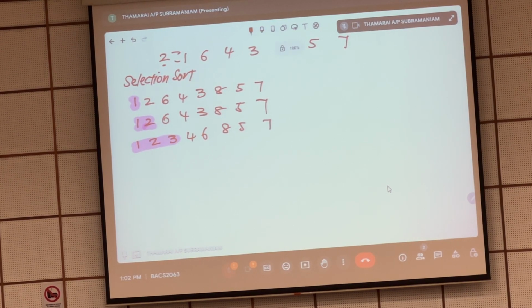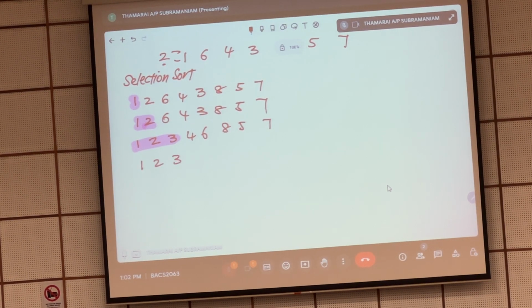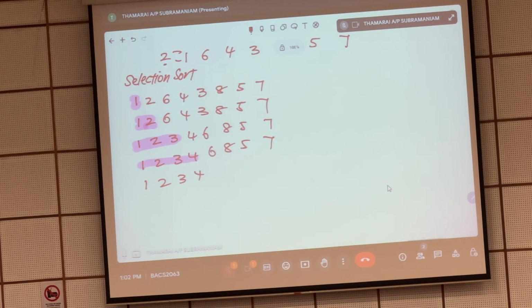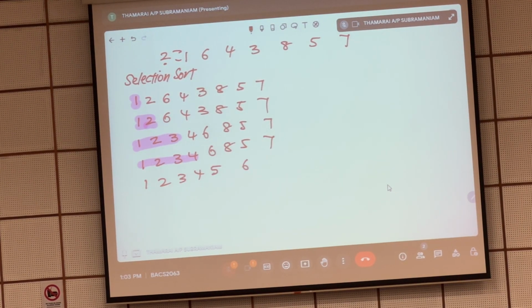Okay, next is 1, 2, 3. What is the smallest value here? 4, 6, 8. Alright, so this is sorted. Right, so next value is smallest. Alright, next smallest value will be 5, 6, 8, and 7.